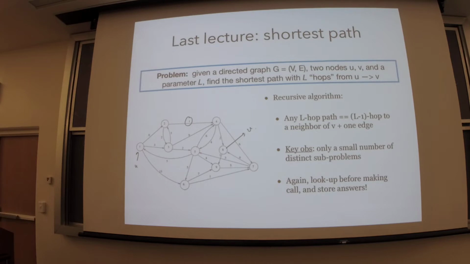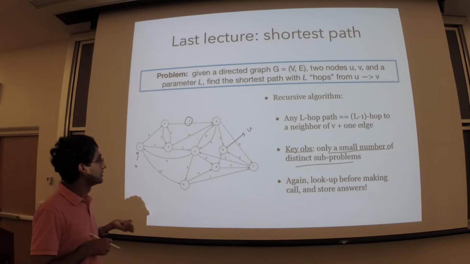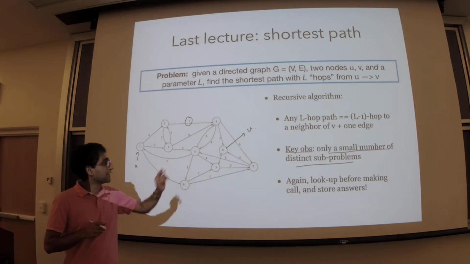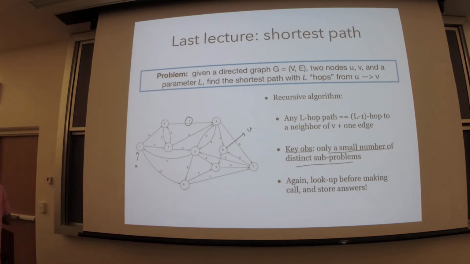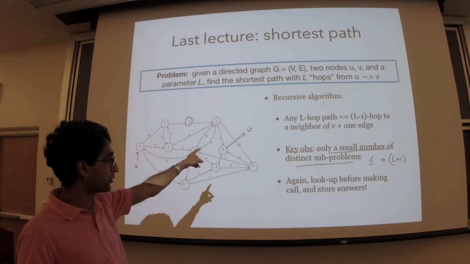And then we observed that even here, each time you have only a small number of distinct subproblems. In this case, we argued that the total number of subproblems in the whole process can only be something like n times L plus 1, or maybe even n times L. So that was what we did last time.